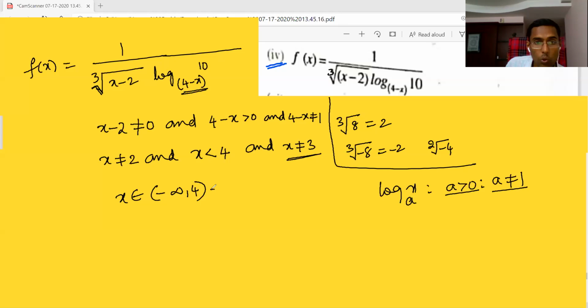So here what you have to remove? 2 is there in this, you should remove. 3 is there, you should remove. So all real numbers from minus infinity to 4 except 2 and 3. This is your answer.